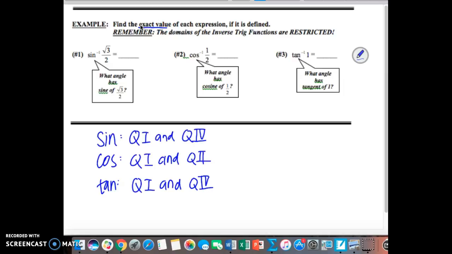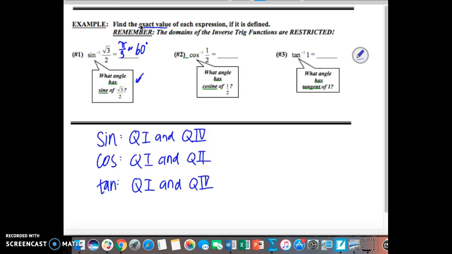So thinking of sine inverse of square root of 3 over 2, we can ask ourselves, what angle has sine of square root of 3 over 2? We know that that's pi over 3, or 60 degrees, so sine of pi over 3, or sine of 60 degrees equals the square root of 3 over 2. Since 60 degrees and pi over 3 is in quadrant 1, we know that that's an okay answer. So we can kind of give ourselves a check. We know number 1 is correct.